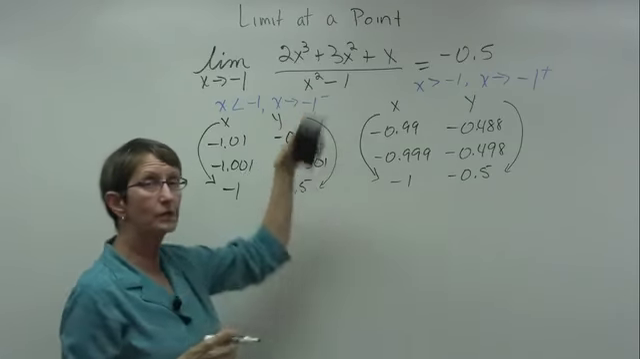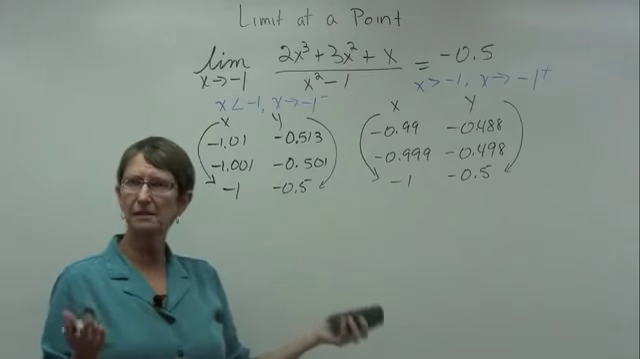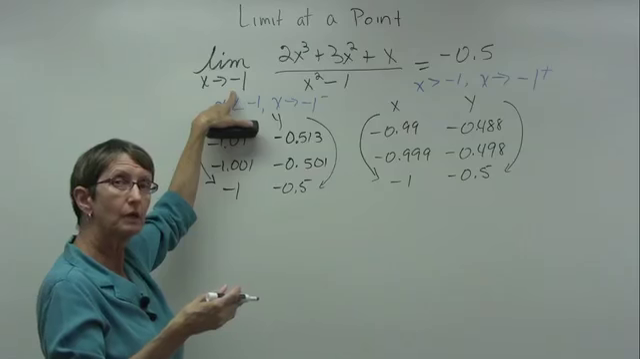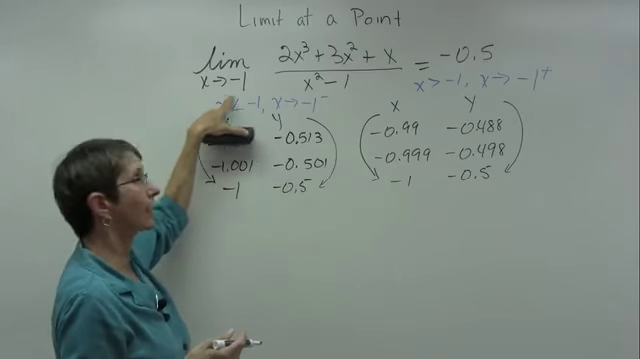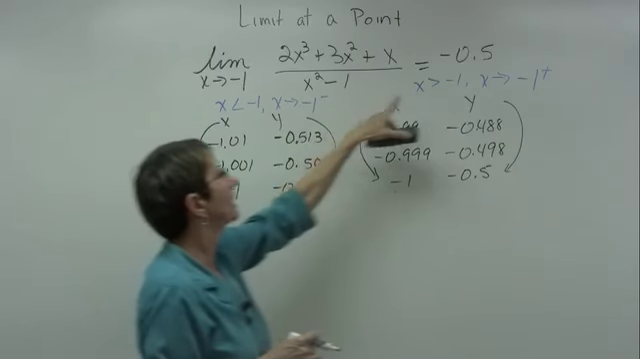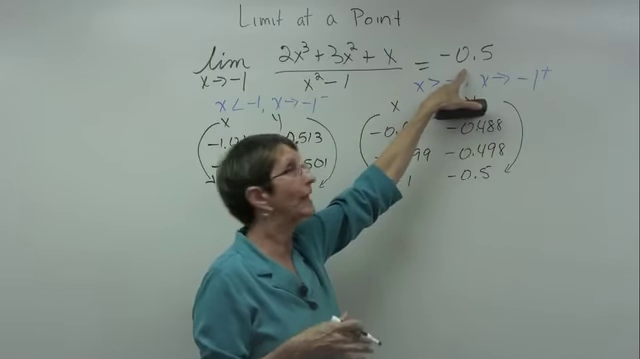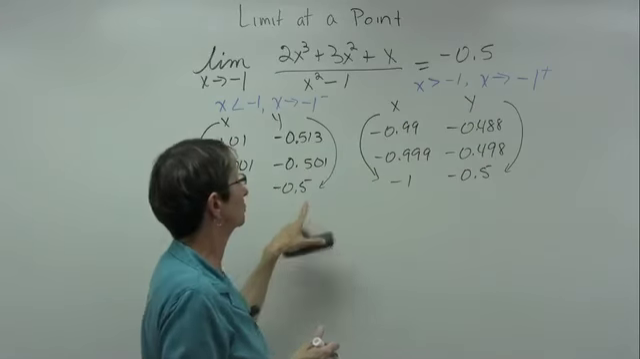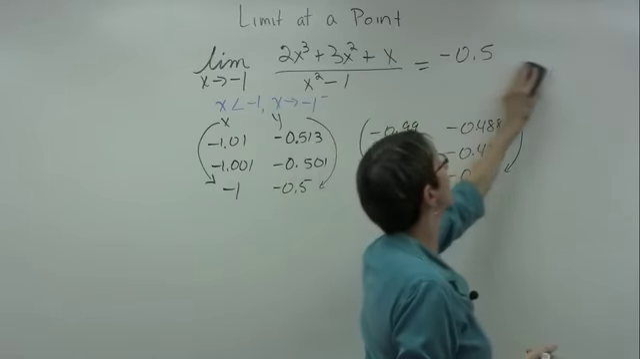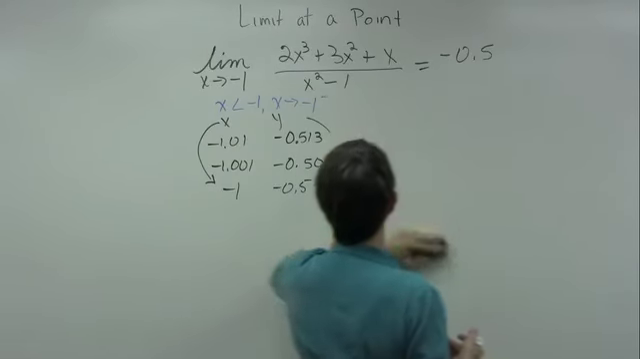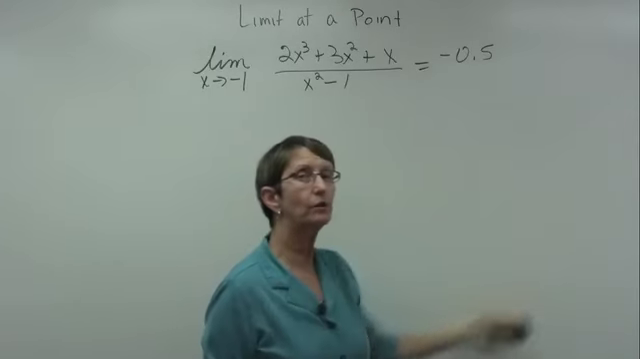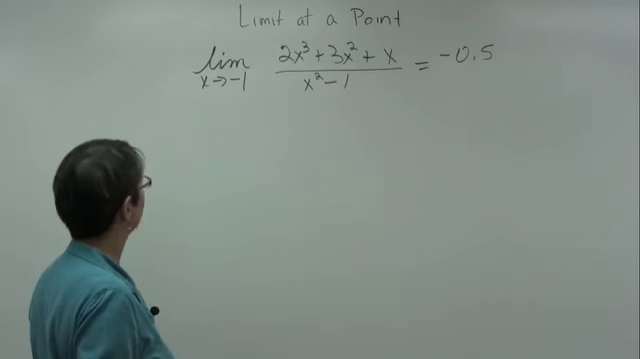Now we found out we could not just plug in -1. That doesn't matter. This does not say x equals -1, what does y equal? This says find the limit as x approaches -1. Get infinitely close to -1. What does y get very close to? And y gets very close to -0.5. Now, do you have to always do a table? No, you don't have to always do a table. That will work. It always works, but sometimes there are other ways that may be just as easy.